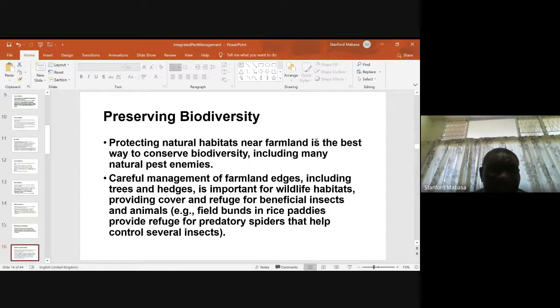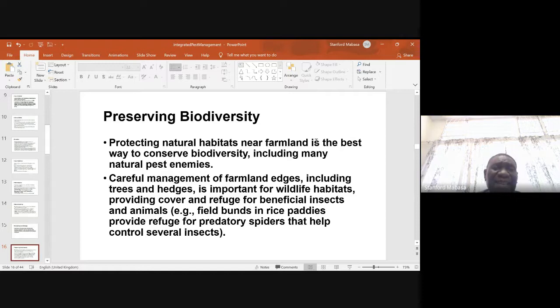Now, let us think about this issue, preserving biodiversity. We can argue about it. Protecting natural habitats near farmland is the best way to conserve biodiversity, including many natural pest enemies. You know, where we are ploughing our fields, the areas surrounding the maize fields or tobacco fields are important for natural habitats. It could be for natural pest enemies if we want to do biological control.